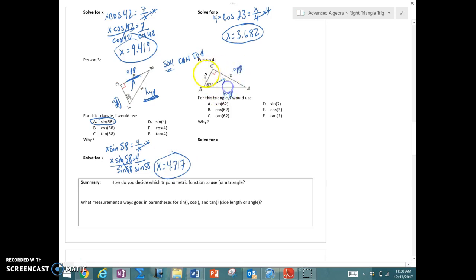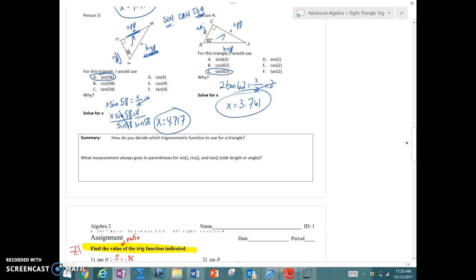And last but not least, in this case, the x is the opposite. This is the hypotenuse, and the 2 is the adjacent. Tangent is the thing that uses opposite and adjacent, so we're talking about tangent of 62. When I set it up, I do tangent of 62 equals opposite, which is x, over adjacent, which is 2. So once again, the easier solving, multiply both sides by 2. Type 2 tangent 62 in your calculator, you get 3.761.